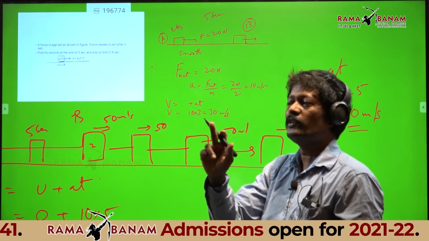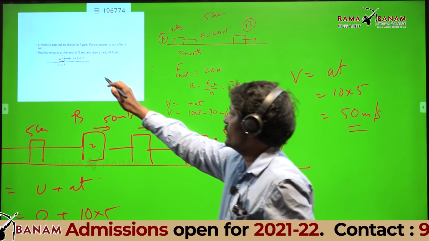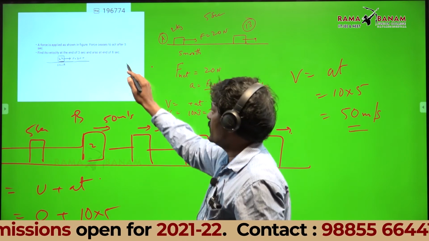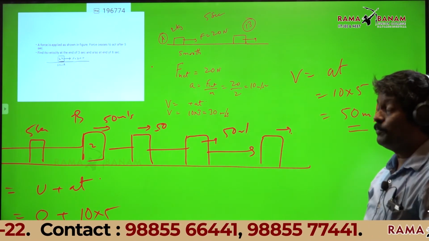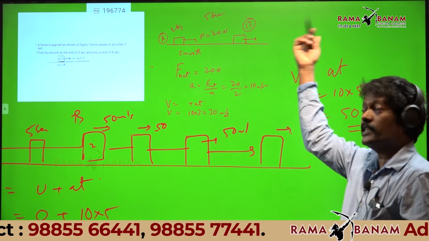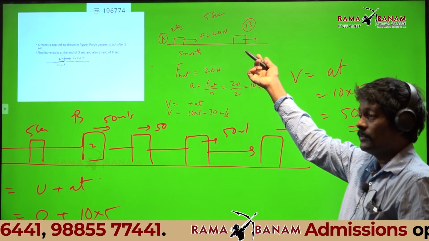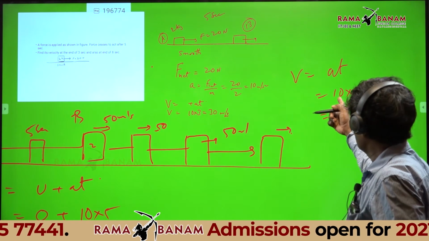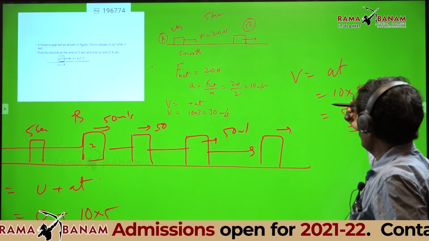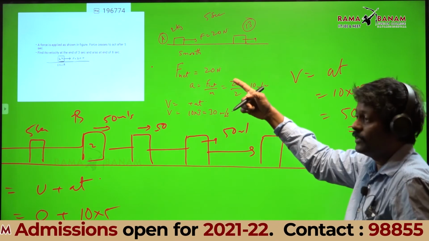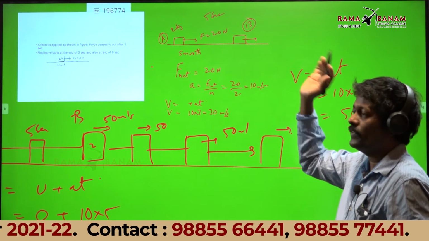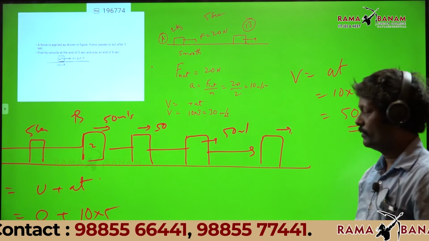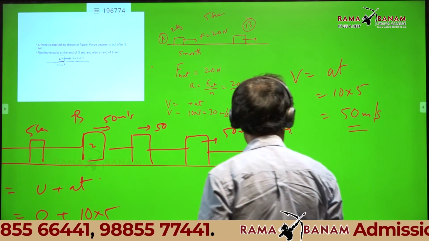Where the student will make a mistake is: 3 seconds he will do correctly, 8 seconds he will do wrong. Suppose force was acting up to 10 seconds, then I should write 10 into 8 if I want 8 seconds. But force is acting only for 5 seconds. Yeah, very good. Okay, I will go to the next one.